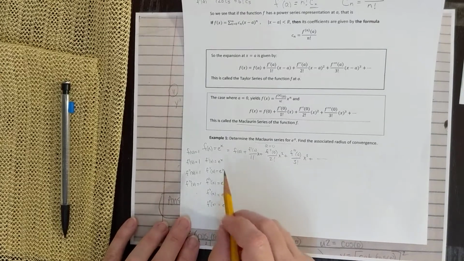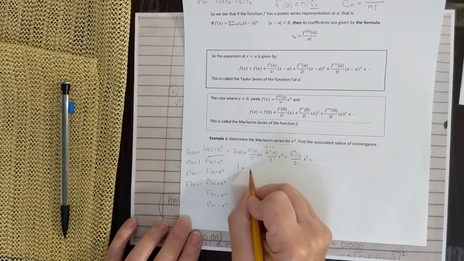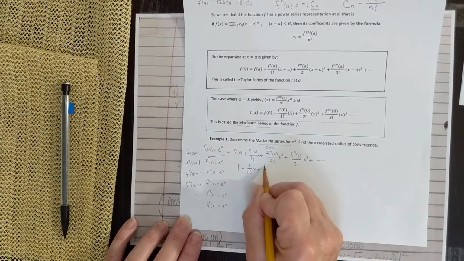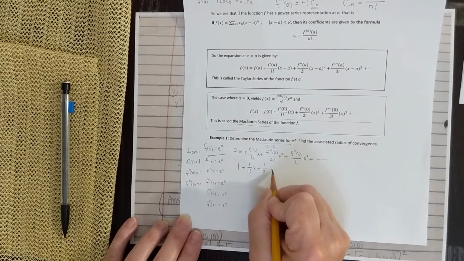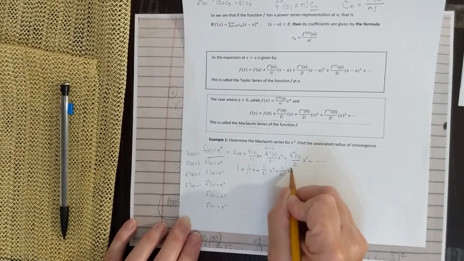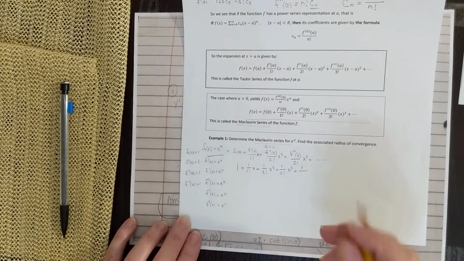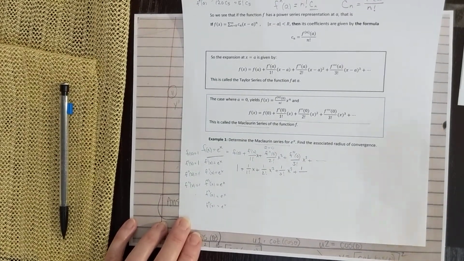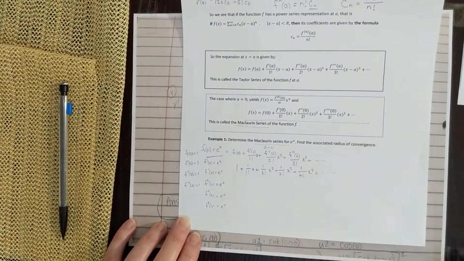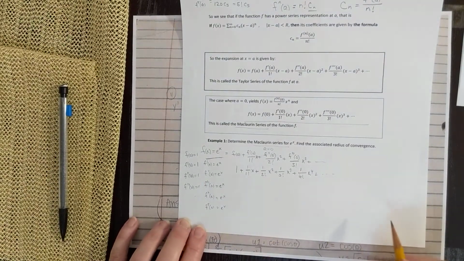So we can represent this function as f of 0, 1, plus f prime of 0 over 1 factorial times x to the 1, plus f double prime of 0 over 2 factorial x squared, plus f triple prime at 0 over 3 factorial x cubed, plus the fourth derivative of f at 0 over 4 factorial x to the fourth, and so on. This is what the e to the x series representation looks like.